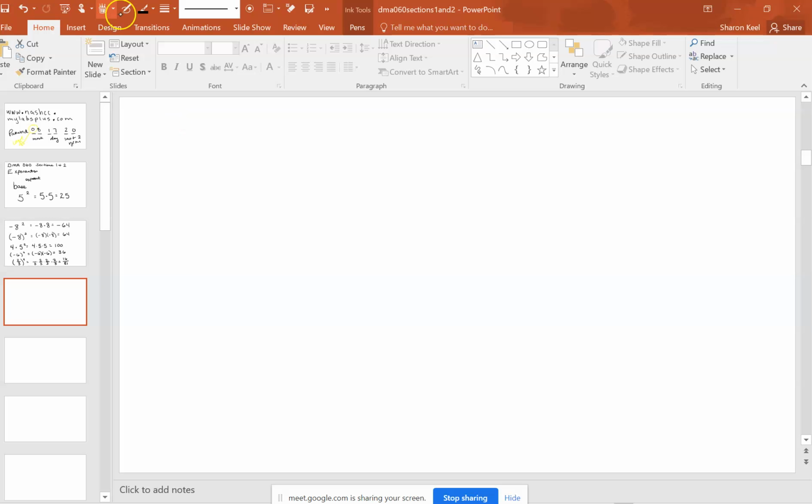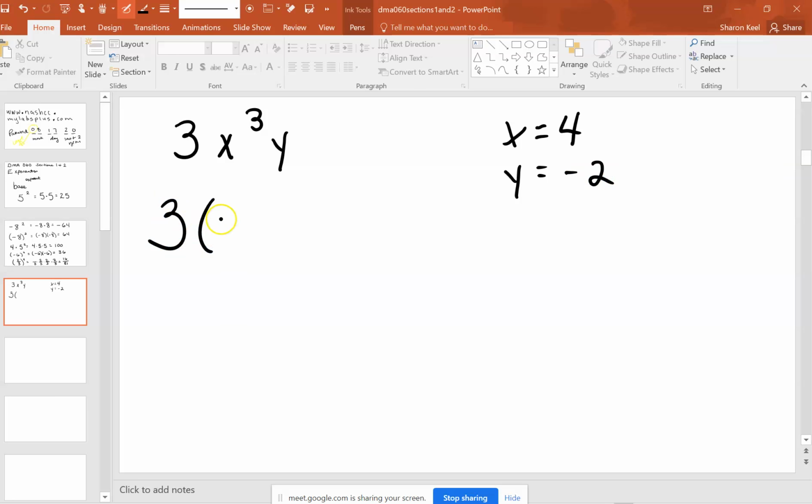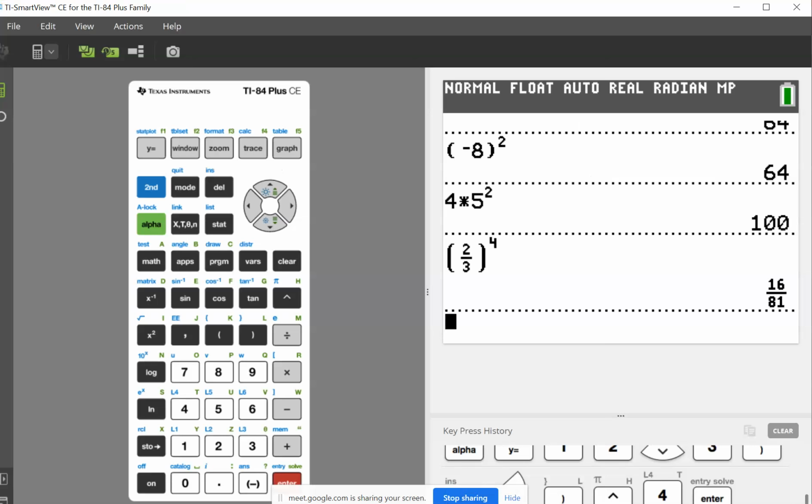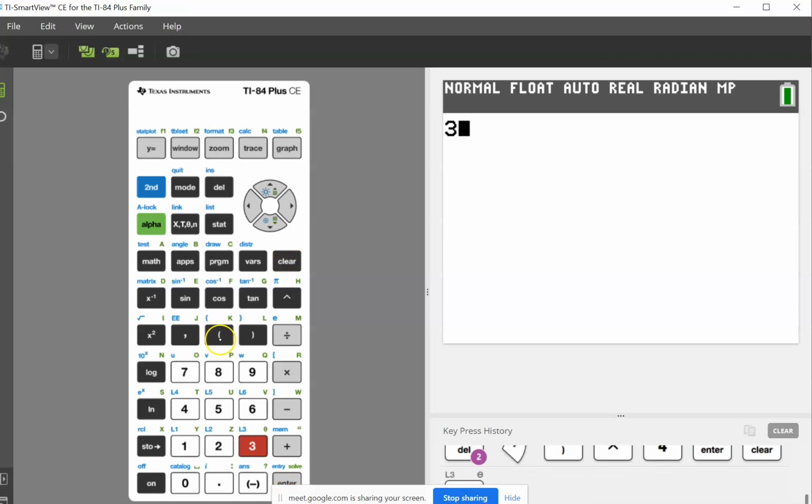We have a problem where we are given 3x to the 3rd power y. We want to evaluate this expression when x is a 4 and when y is a -2. So that means we're going to have 3 times 4 to the 3rd power. The y is going to be the number -2. So we're going to multiply those, okay? So we have 3 times 4 raised to the 3rd power.